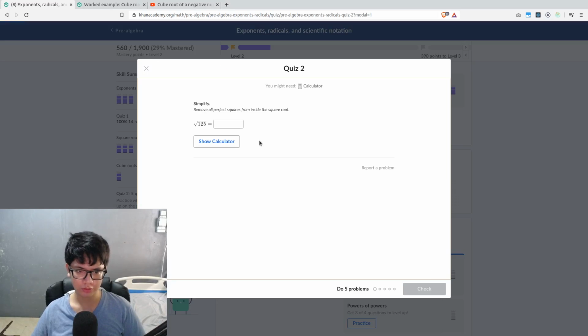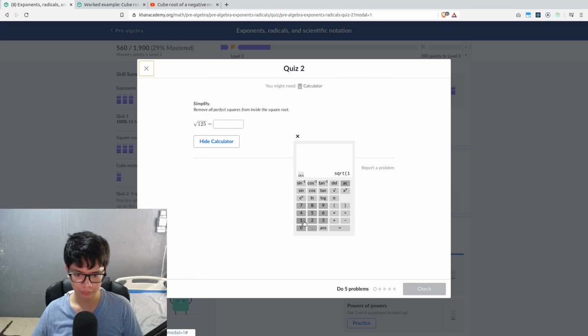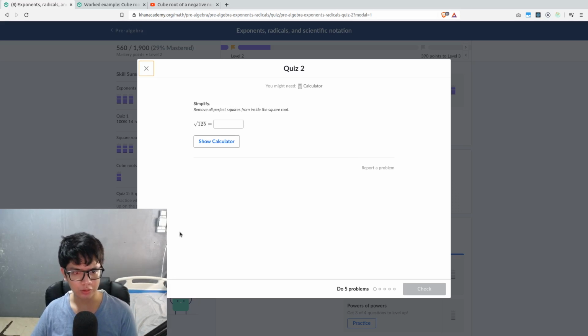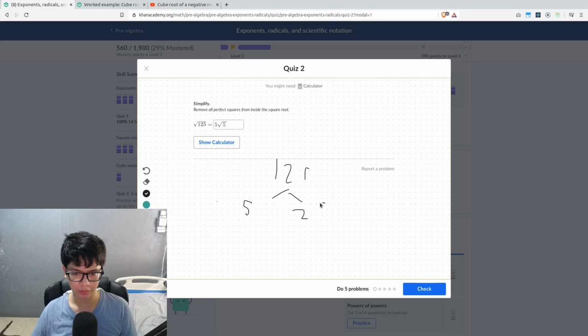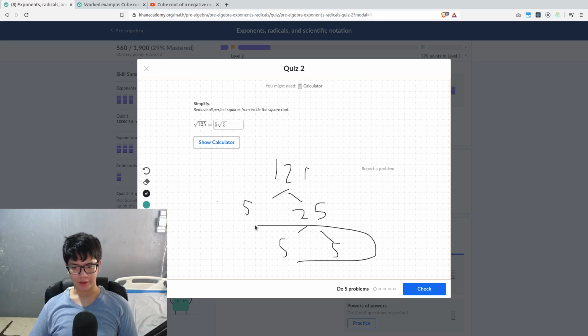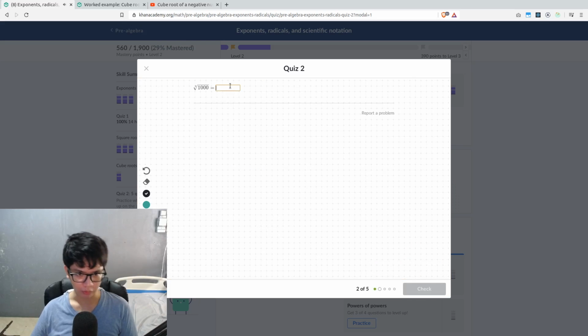Start quiz. Let's go for the quiz. Oh no, it's not 5. Square root of 125. Can I use a calculator? Remove all perfect squares. Okay, let's actually prime factorize this. 125, you have 5 times 5, so we have 5 and the square root of 5, I believe. Let's try again for the last time. It's 5 times 5. Okay, that's correct. Oh wow, it's 10.